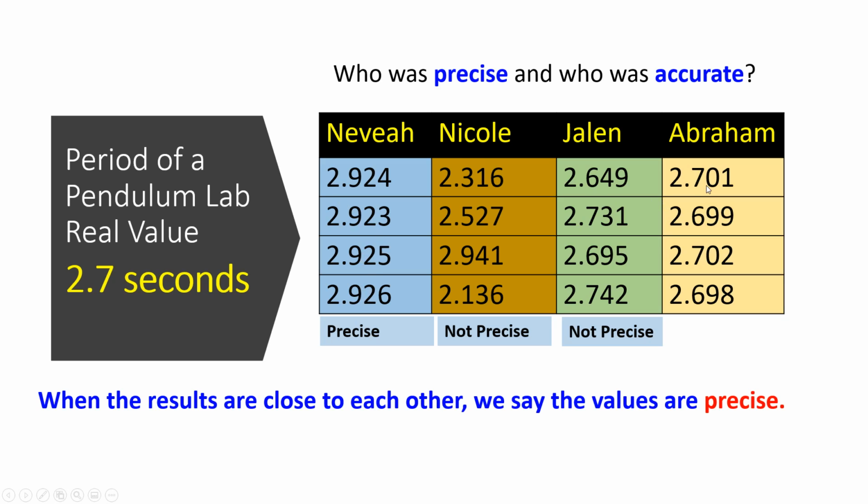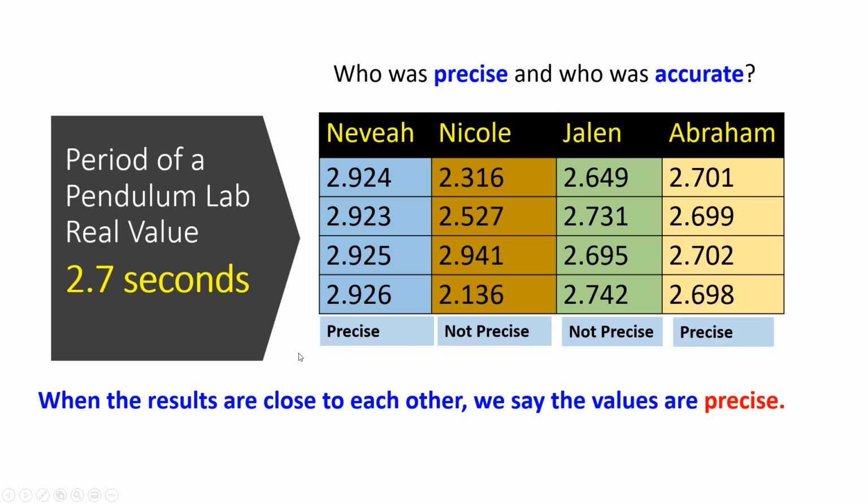Now let me look at Abraham. Here we have 2.7. This is 2.699, which could be rounded to 2.7. This is also 2.7. And the last one is 2.69, which can be rounded to 2.7. I will say his results are precise.